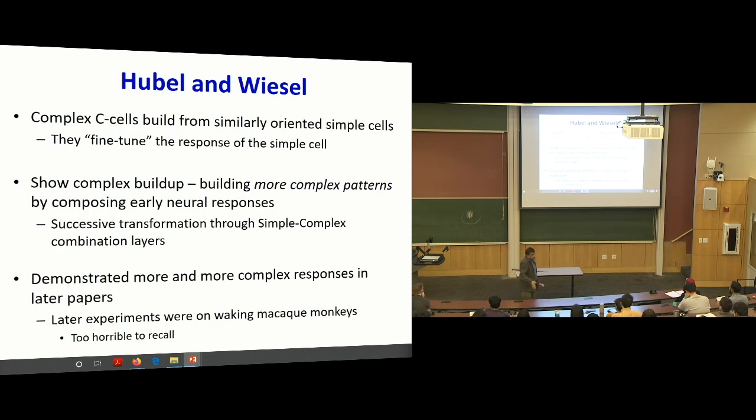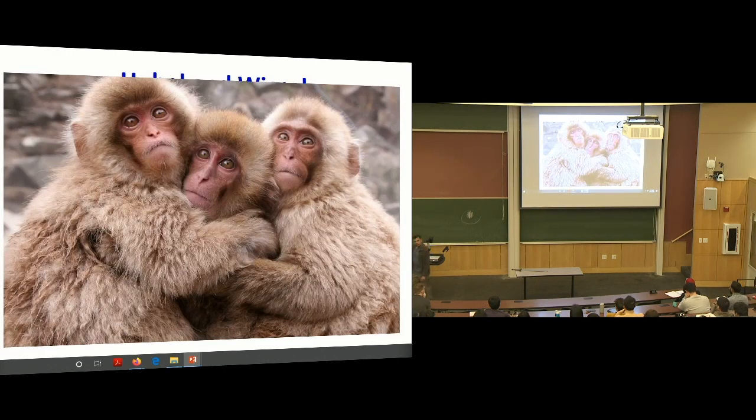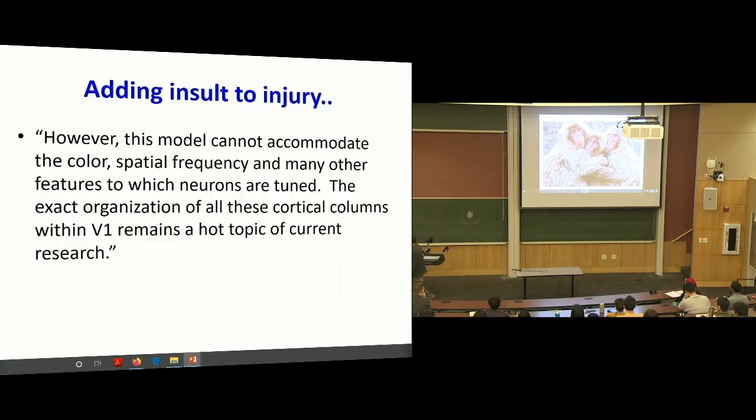So as you go through this simple complex structure, the patterns that the neurons respond to become more and more complex. And they actually continued this experiment. If you thought cats were bad, they actually continued experiments on waking macaque monkeys, which is kind of sad, so we won't go there. And just to add insult to injury, it turns out the studies were, how shall I say, best to cite their paper.